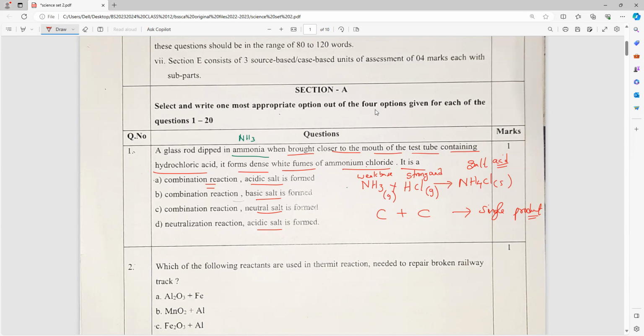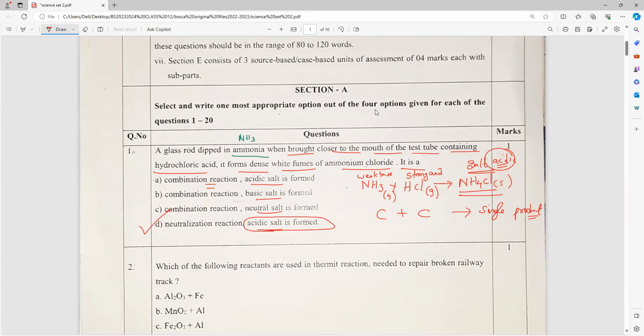Is ammonium chloride an acidic salt or a basic salt? Acidic salt, a salt acidic in nature. So what is the answer? It is the neutralization reaction, and the salt which is forming, ammonium chloride, is acidic in nature. So that is why it is option D. Clear, everybody?